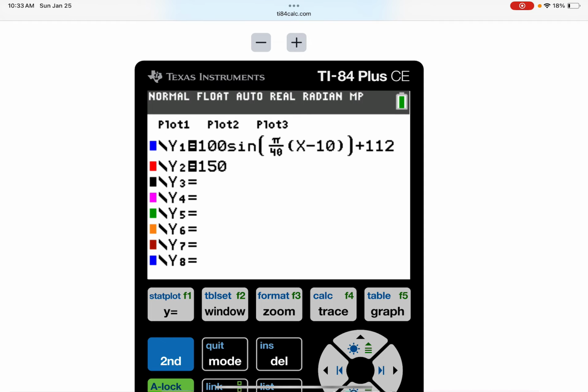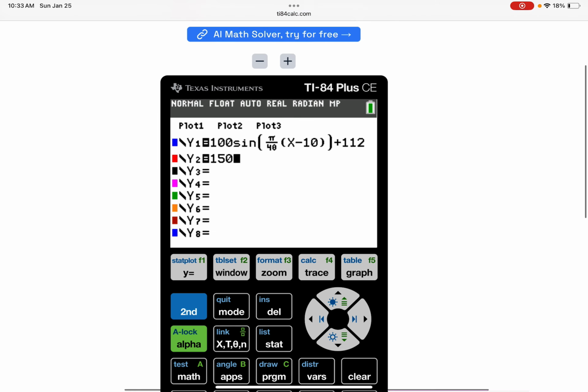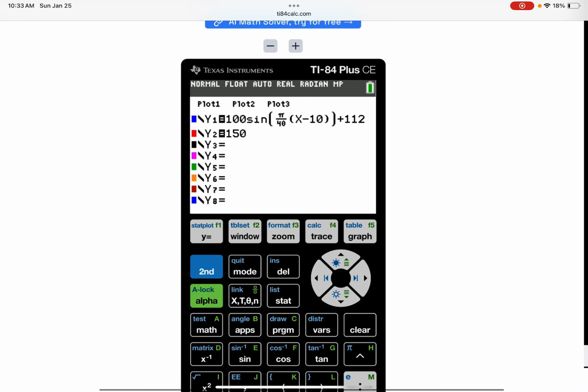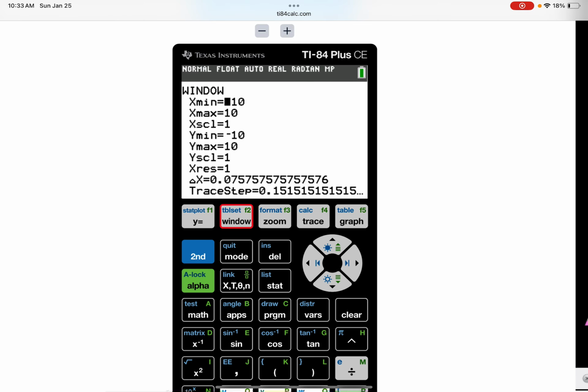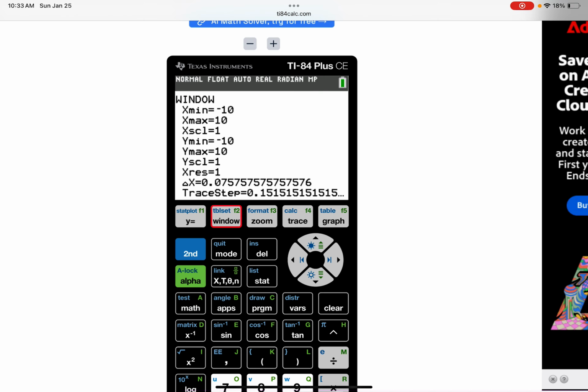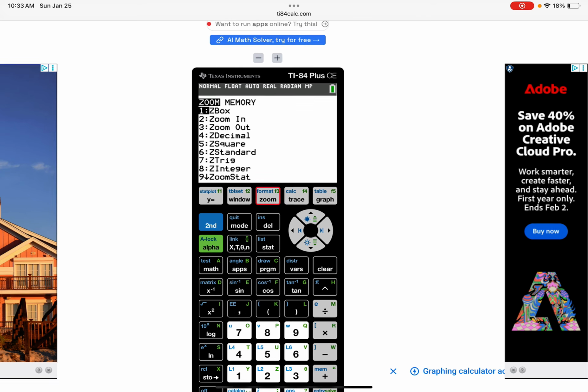And what we're going to do is see when these intersect for the third time. That'll be the third time that you're 150 feet high. So I need to make sure that my window is adjusted correctly, but let's see if the zoom will fix it for us.